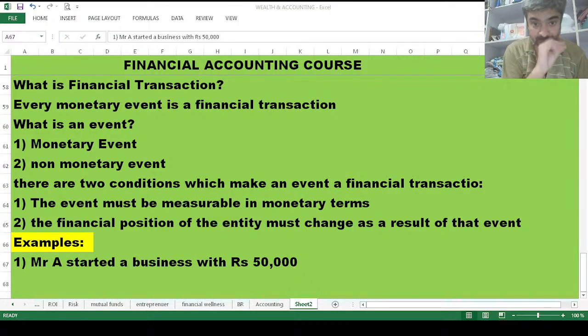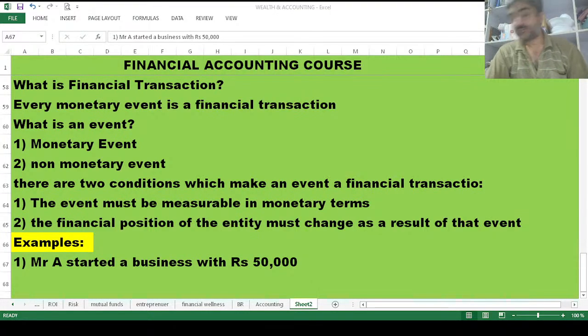Please remember that we are discussing the concept of separate legal entity, and we are taking the transactions from the point of view of the business, not the point of view of the owner. So in the books of the business, cash is increased and the owner's equity is also increased.